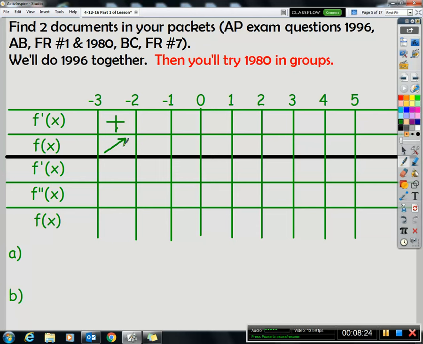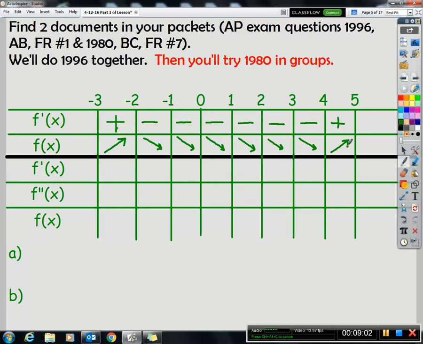Well, from -2 all the way to 1, do you see that f prime of x is below the x-axis and negative? That means from -2 all the way to 1, your original f of x function will decrease. I noticed that from 1 to 4, the derivative is still below the x-axis, so my function continues to decrease. From 4 to 5, the derivative is positive again, which means my graph is going to increase when I get around to graphing f of x.